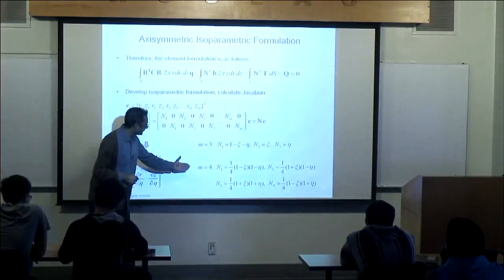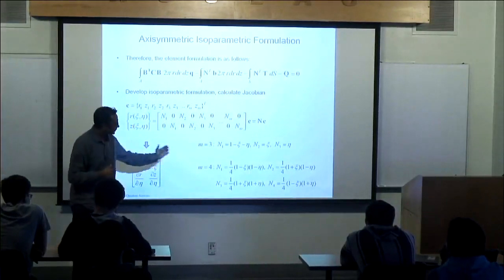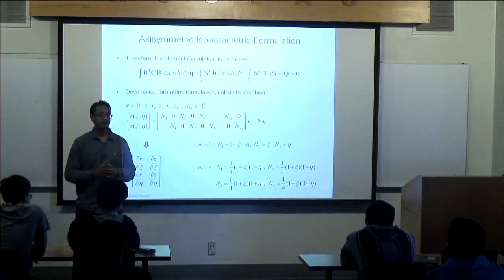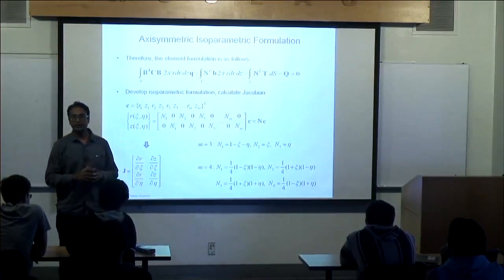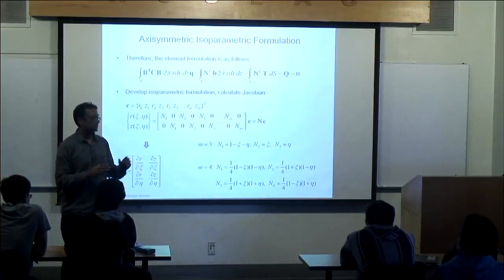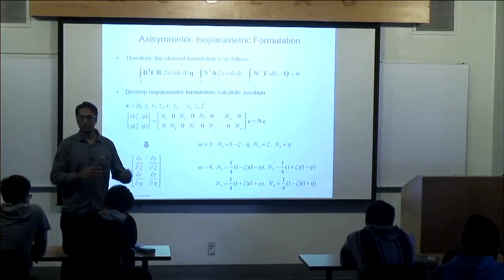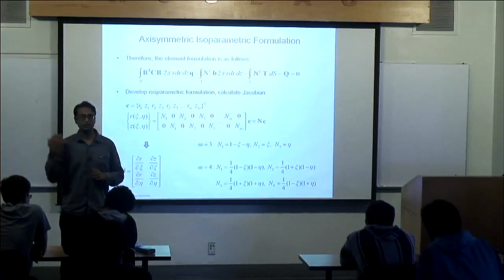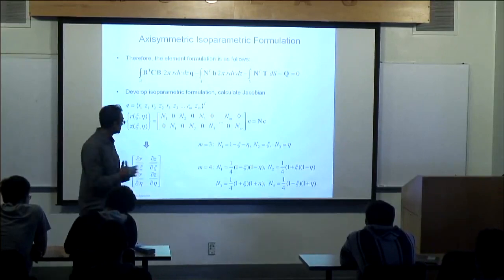For m equals 4, the shape functions are also given here. We've all derived them, and you all follow it now. You know that these shape functions satisfy partition of unity. You can add them up and you'll get 1. They satisfy the Kronecker delta property, and so forth.